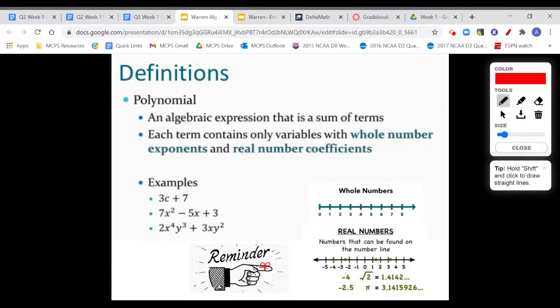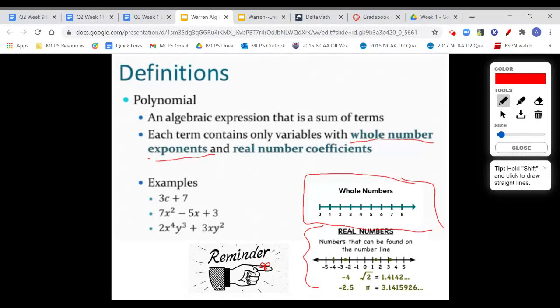The real number coefficients part is really just referring to this type of information right here. It's basically saying that you don't have any imaginary numbers involved in the function. The whole number exponent part is really important to point out because you might remember from the first semester talking about what a whole number is. A whole number is basically our counting numbers starting with 0. So while you might think that a negative integer is a whole number, technically it is not. Negative integers are just negative integers. Whole numbers start with 0 and then they are positive numbers.